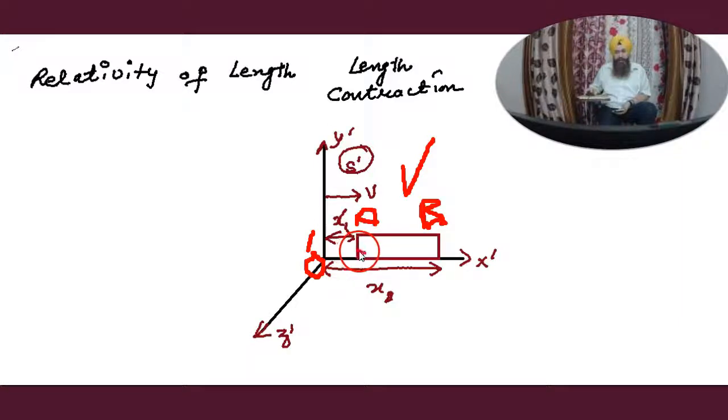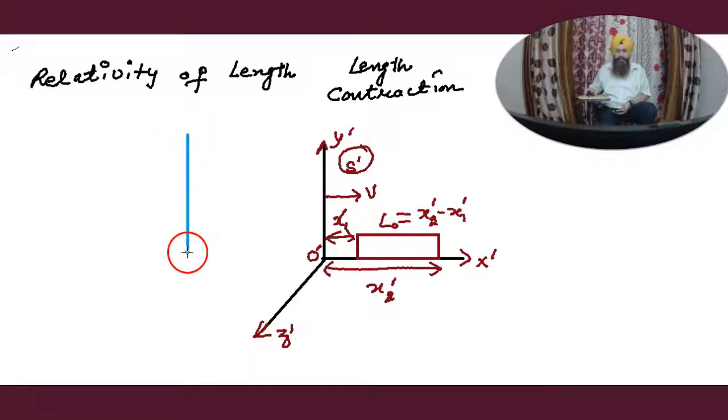That length is the proper length. We call this proper length L naught. So how much is it? L naught is, from here to here, the distance xb prime, and this distance xa prime. So the length becomes xb prime minus xa prime.